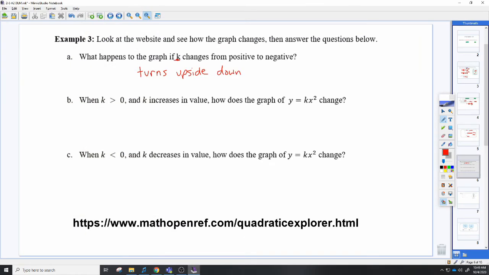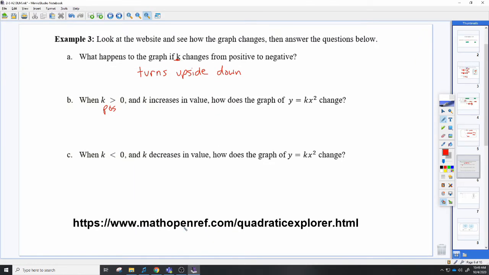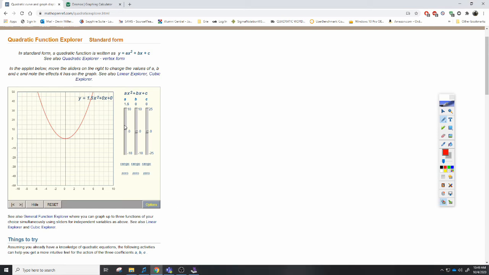All right, how about when k is greater than 0? So we're going to start with a positive k value. Let's start with positive. So I'm going to start with 1.5. That's fine. And then we're going to increase the k value. How does this graph change? So I'm going to increase it from 1.5. Let's go to like 4 or 5 or so, and just watch what happens. There's 2. There's 3. Here's 4. Here's 5. What is happening to this graph?